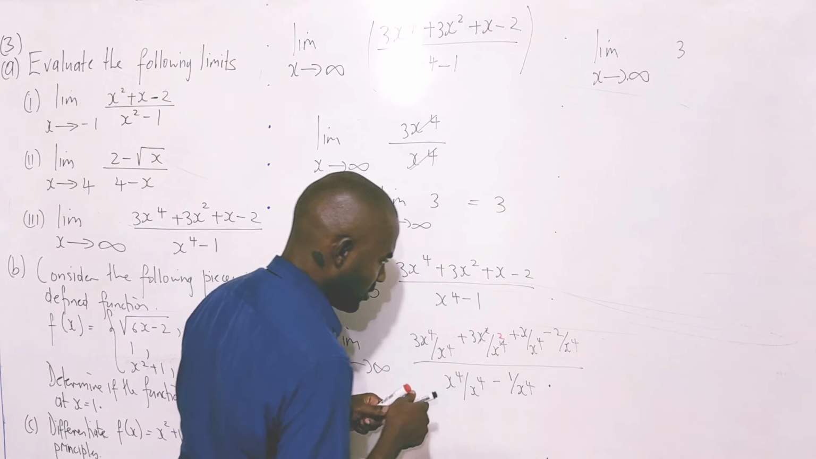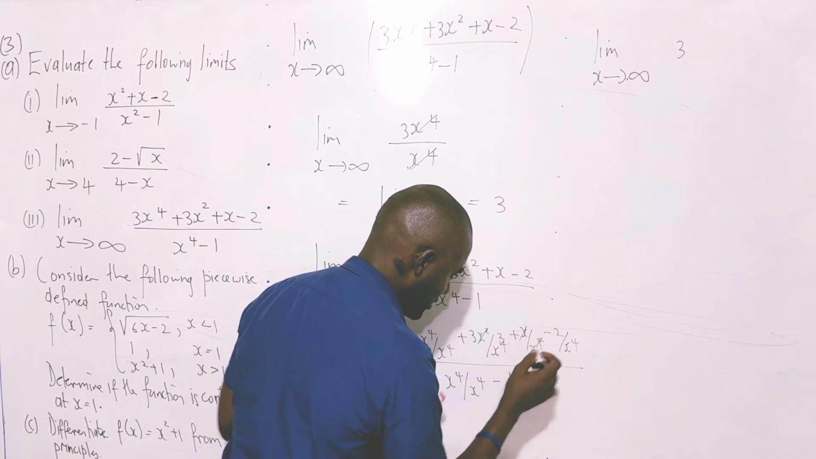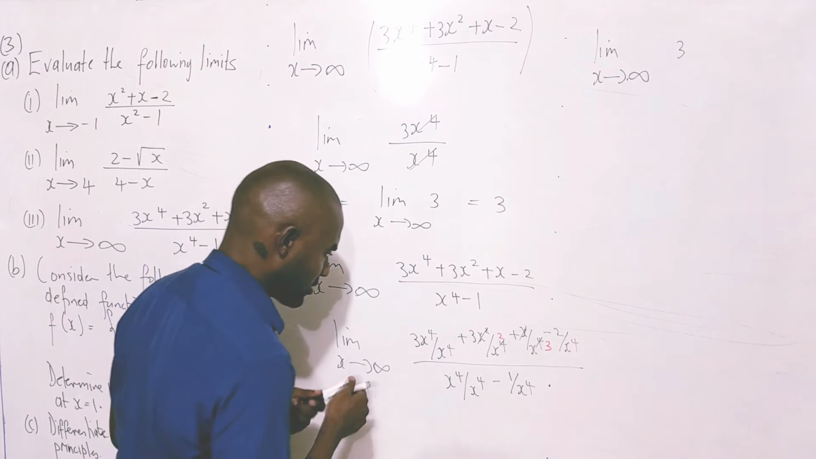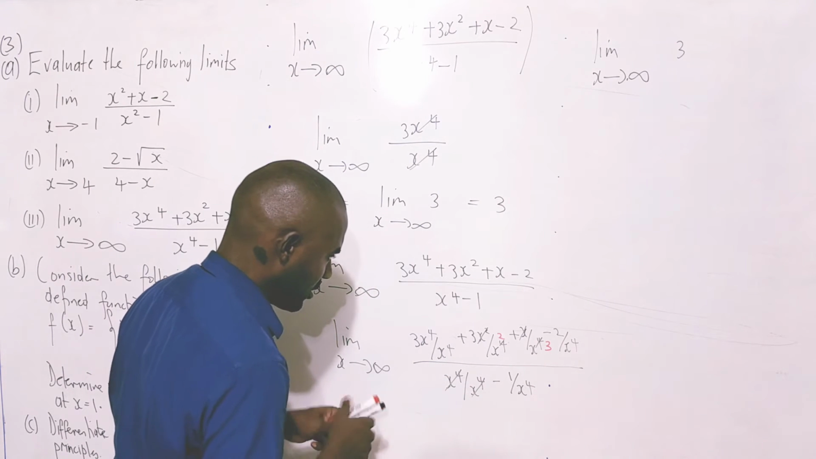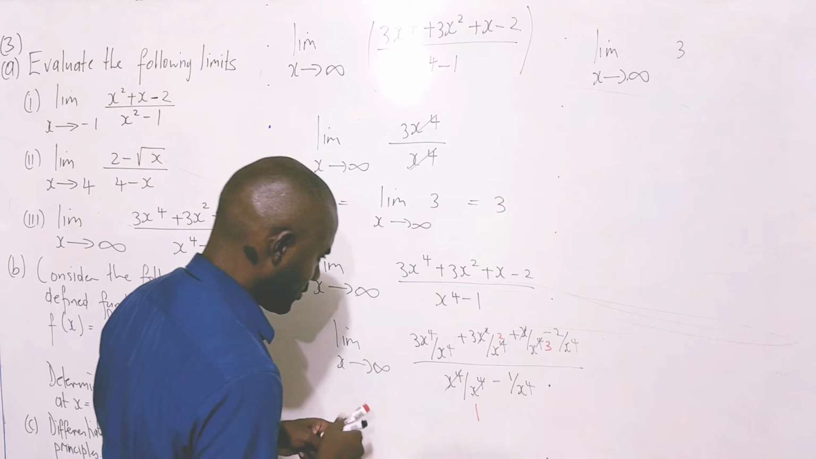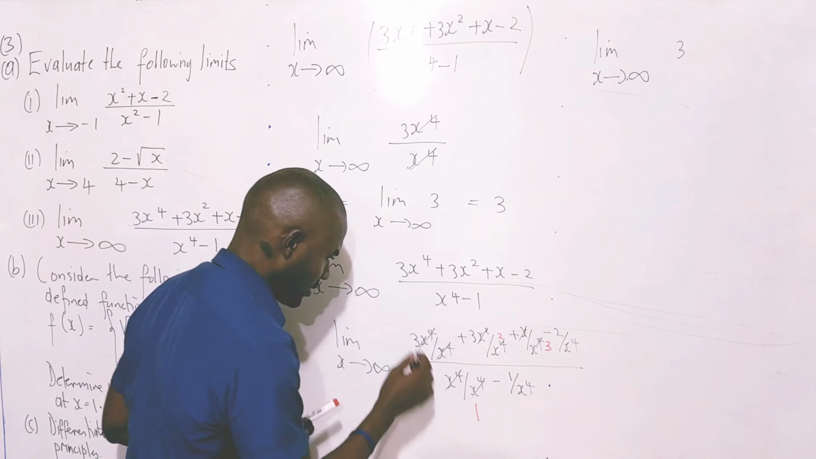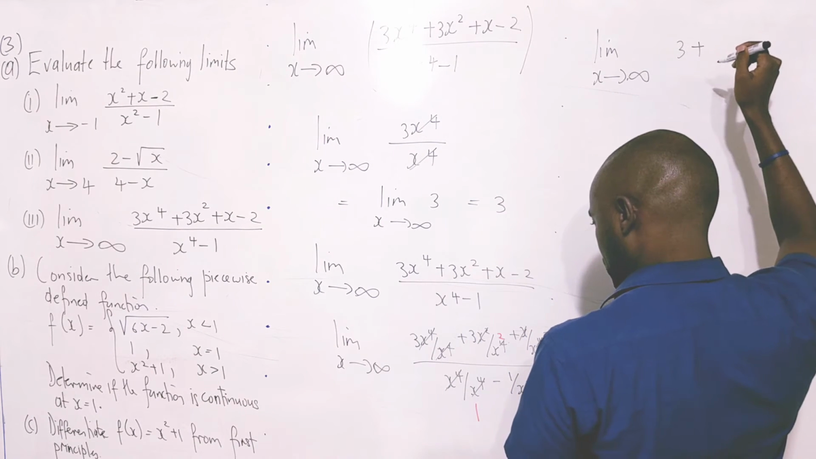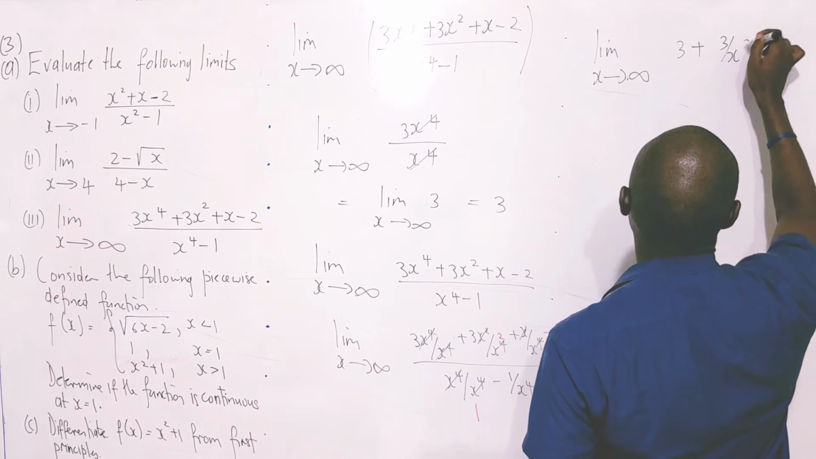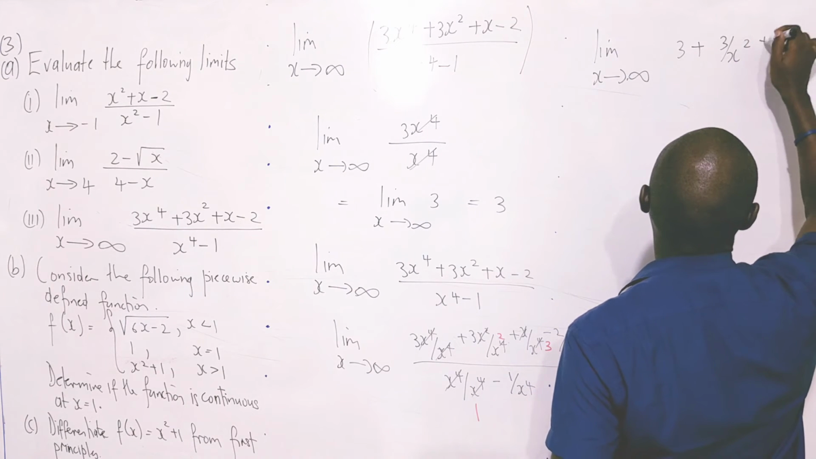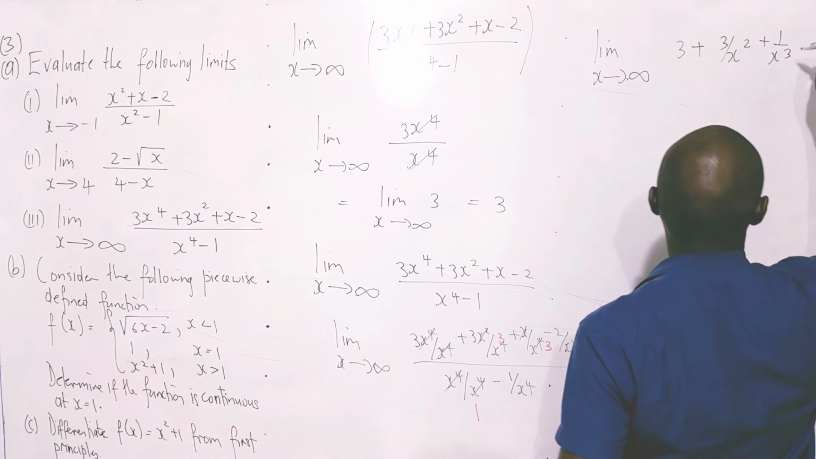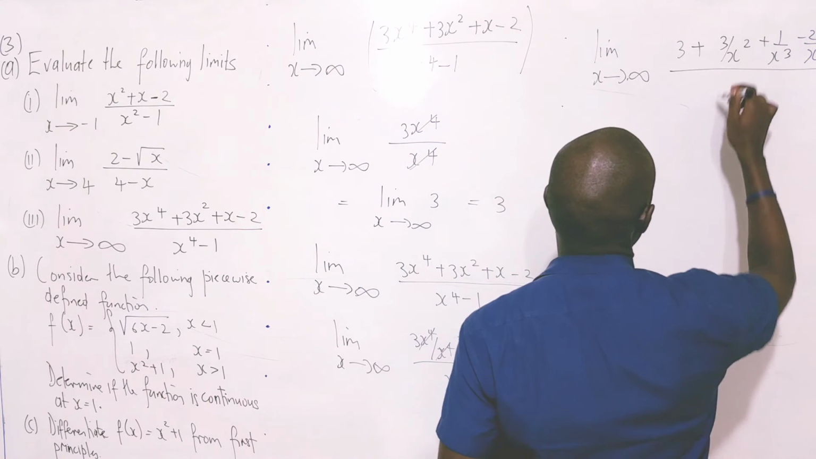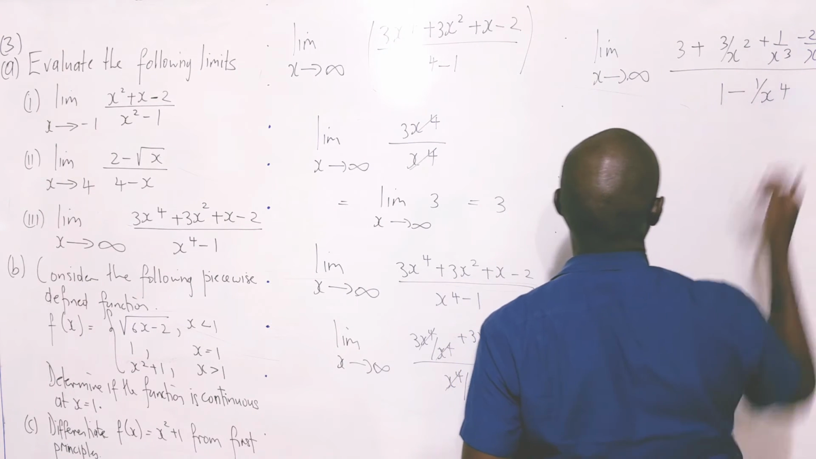Similarly, x to the fourth will cancel to give us 1 over x cubed. And in the denominator as well, x to the fourth will cancel x to the fourth to leave us with 1. So, of course, these cancel as well to leave a 3. So it gives us 3 plus 3 over x squared plus 1 over x cubed minus 2 over x to the fourth. And this is all over 1 minus 1 over x to the fourth.